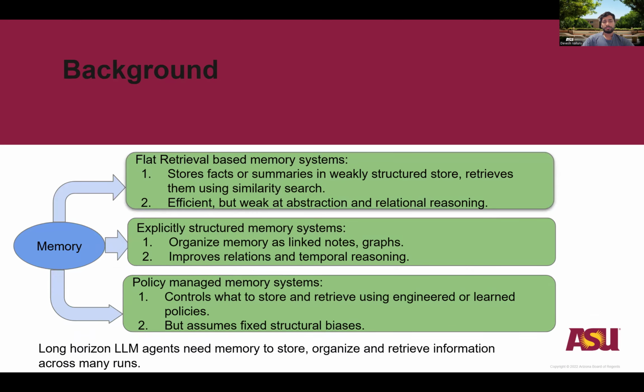Coming to the memory systems, we have three types. They are flat retrieval-based memory systems, which store facts or summaries in a weakly structured store and retrieve them using similarity search. These are efficient but weak at abstraction or relational reasoning. We have explicitly structured memory systems, which organize memory as linked nodes or graphs, and this improves relational and temporal reasoning. And we also have policy-managed memory systems, where we can control what to store and retrieve based on engineered or learned policies. But these also have fixed structural biases.